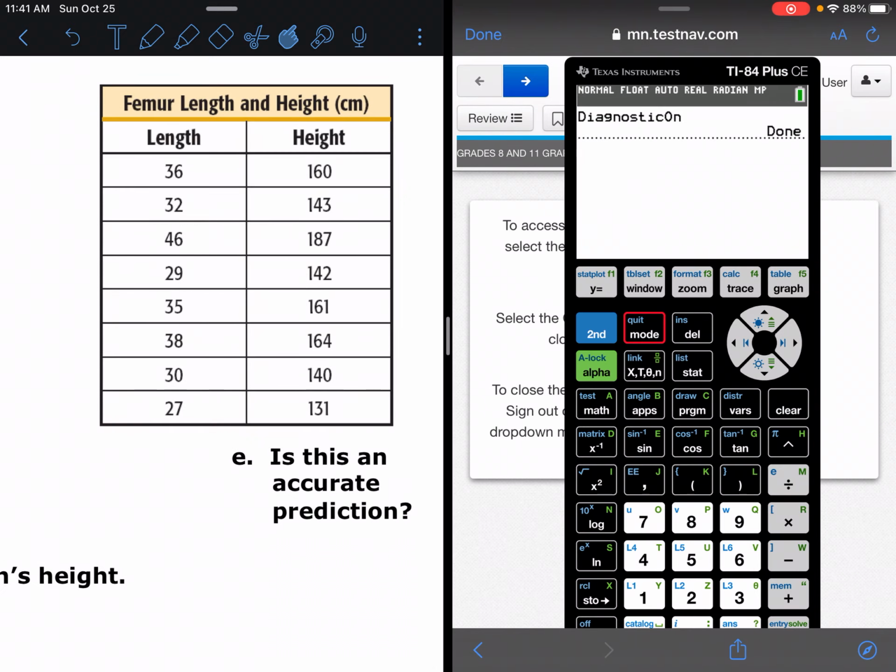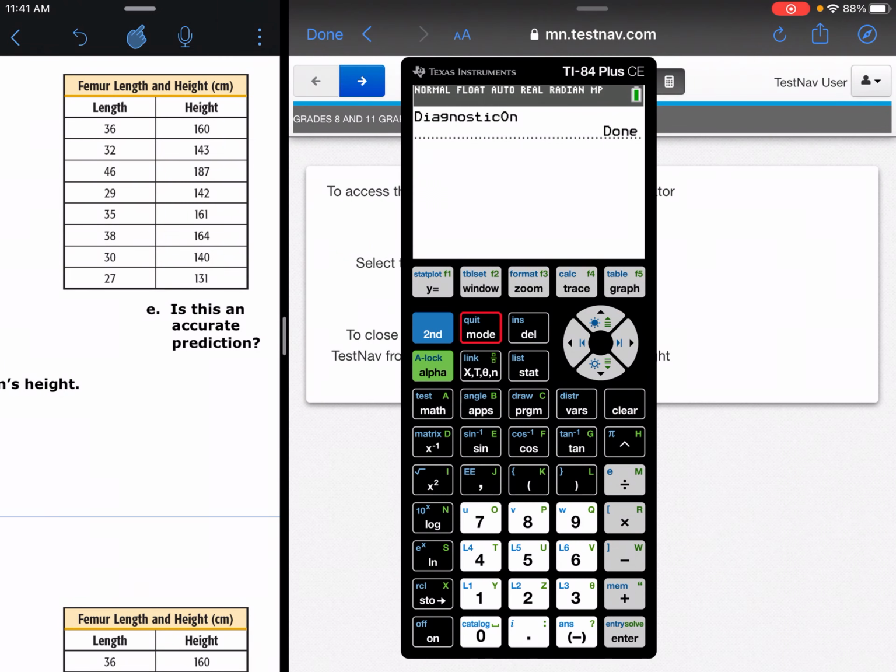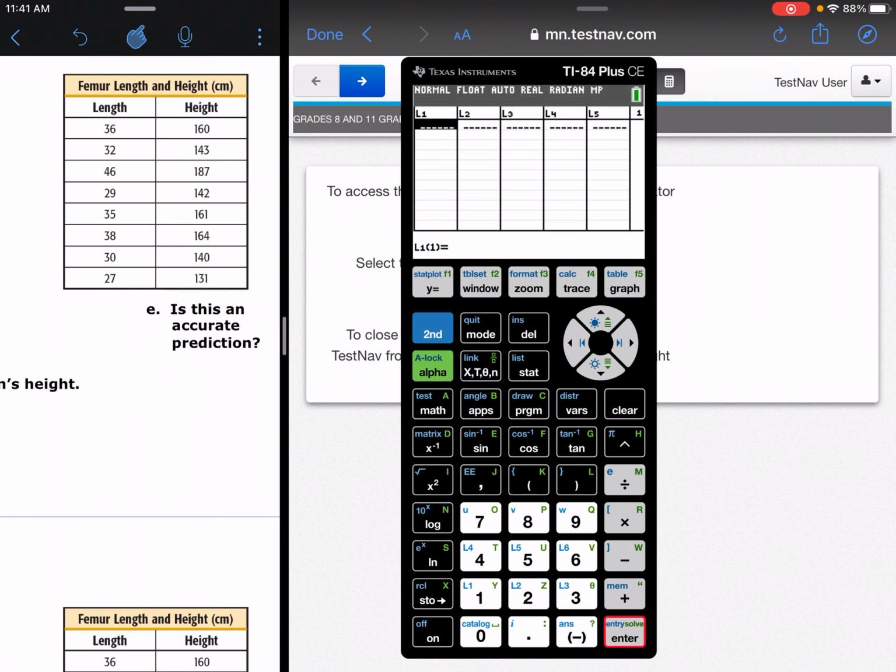So how do we do that? I'll make this a little bigger so you can see. You're going to press stat for statistics again, and we are going to enter in some data. So we're going to edit. Press enter. And now under L1, you're going to put the length, all the X values. I'm going to take a moment here to do that. 36.